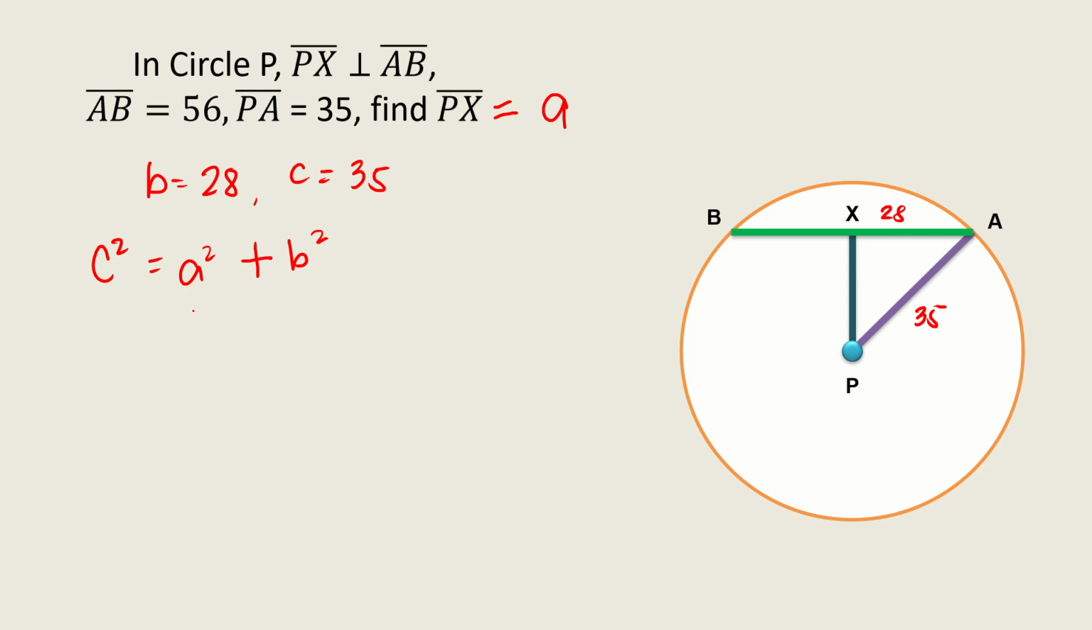So, hinahanap sa atin is A. So, substitute na lang muna natin yung mga given. So, we have, ang C is 35. So, 35 raised to 2 is equal to, ang value ng A ang hinahanap, so let it be A squared, plus ang B is 28 squared. So, again, simplify natin yung mga yan. So, we will have, what is 35 squared? That is 1,225.